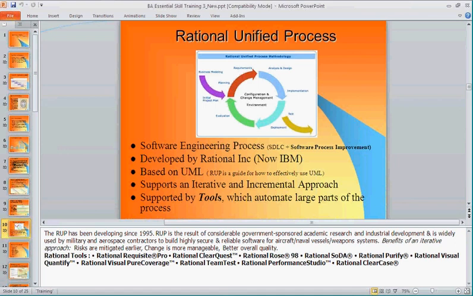So SDLC, there are the 4 phases of SDLC. And within each phase, there are certain tasks that we do that if we improve the quality of those tasks, then the overall outcome of the product also goes up. Does that make sense? So RUP is an iterative approach. Are you clear?